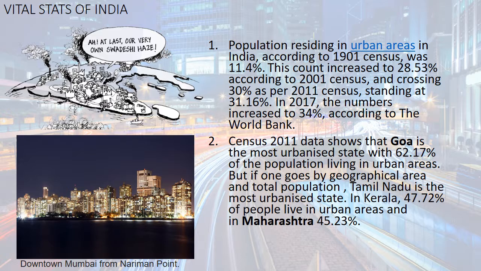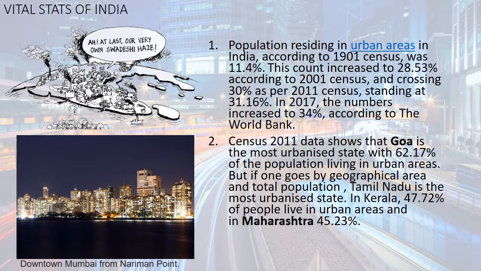So what about urbanization in India? That was the definition of urbanization. Let's have a look at the urbanization that has taken place in this nation. The population residing in urban areas in India according to the 1901 census was just 11.4%. This count increased to 28.53% in 2001 and crossed 30% in 2011.